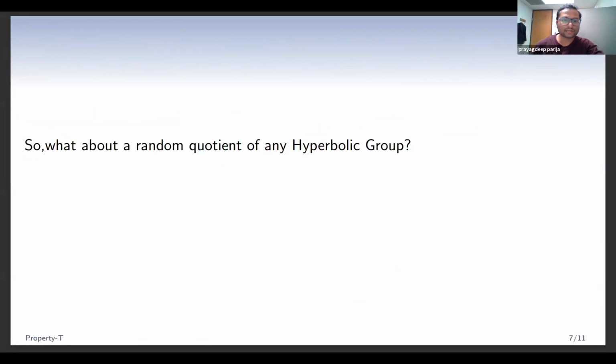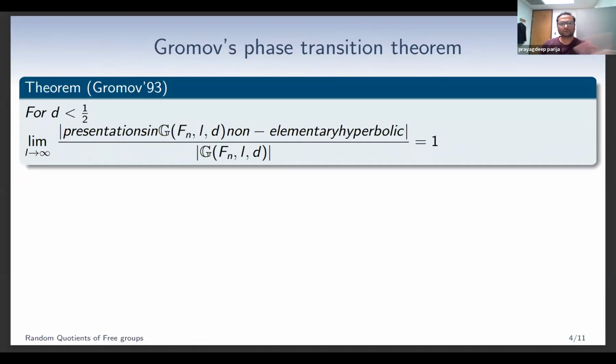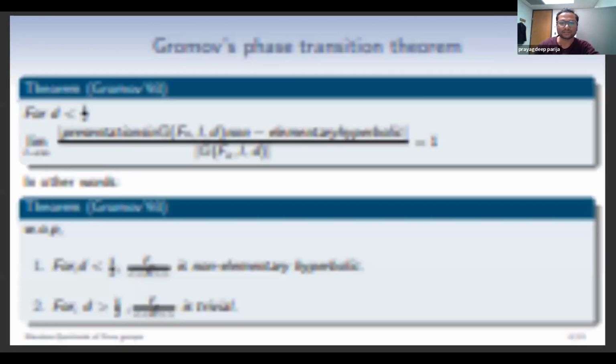So with overwhelming probability means, for example, in this Gromov situation, you fix your D, pick your favorite D, let's say 0.4, and look at this class of presentations that you got by quotienting from the free group. The share of presentations having a certain property, in this case non-elementary hyperbolic, limits out to 1. That's what with overwhelming probability means.